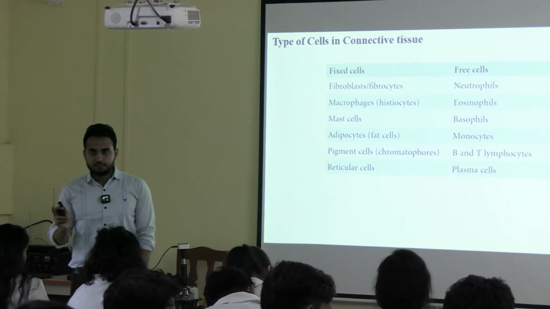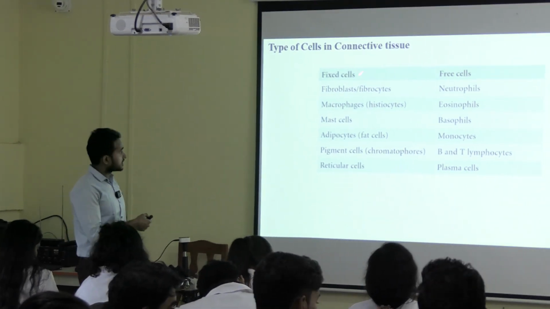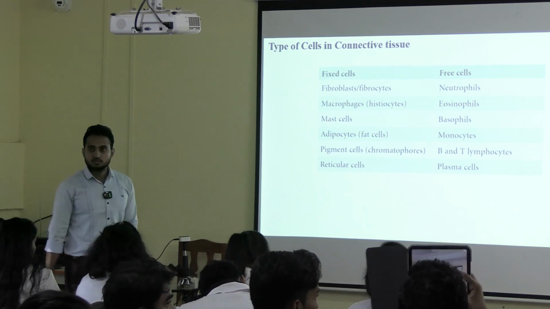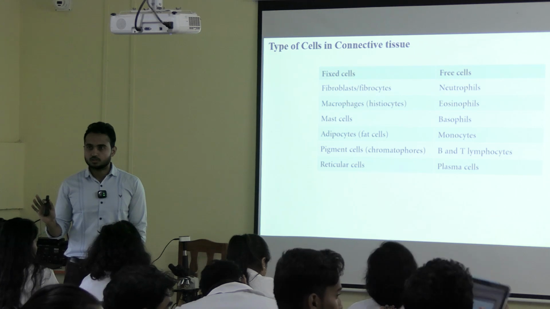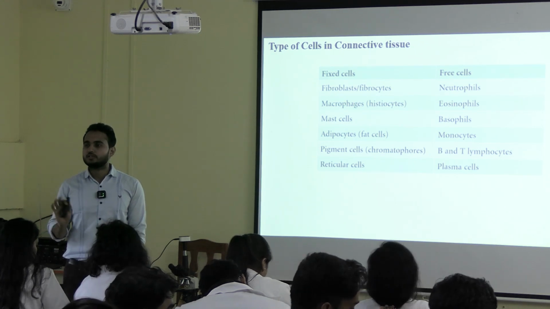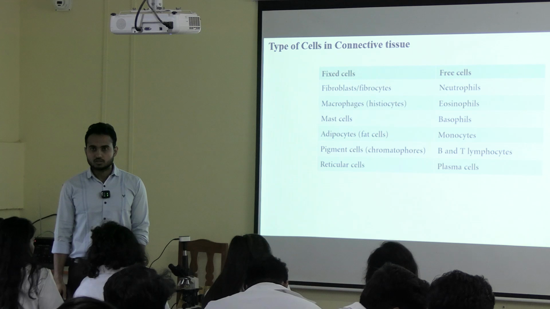Both the meanings are the same. So fixed cells are there. What is the meaning of fixed cell? It means they are fixed, permanent residents. They are permanent residents of that particular area.